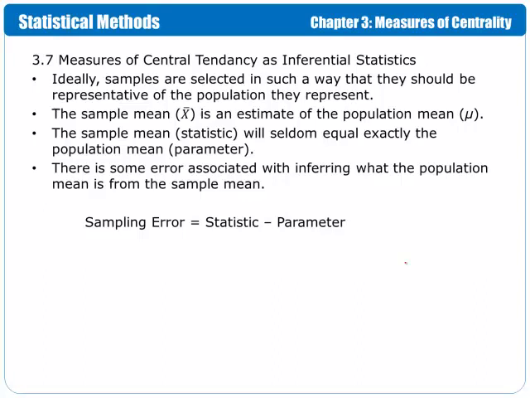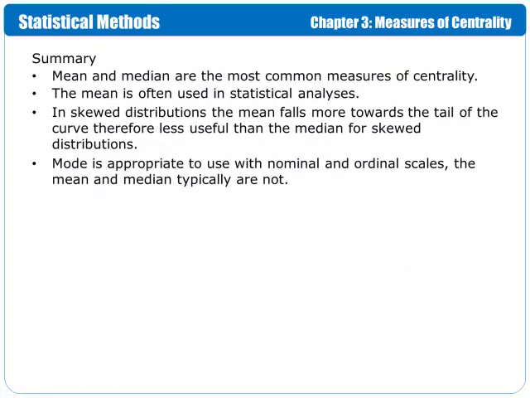and it is the difference between the statistic that comes from our sample and the parameter which comes from the population. In summary, the mean and median are the most common measures of centrality, with the mean being used a little bit more than the median.